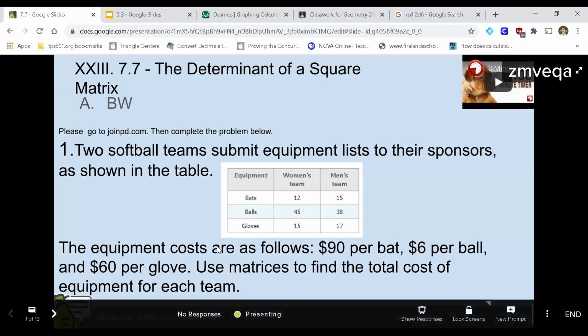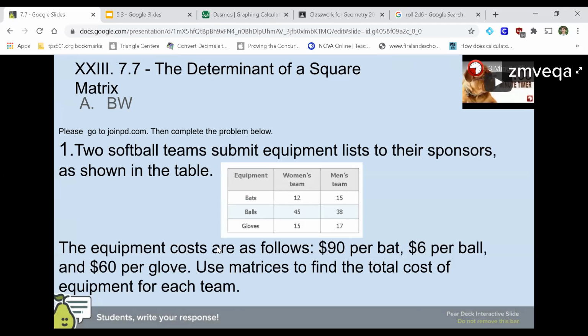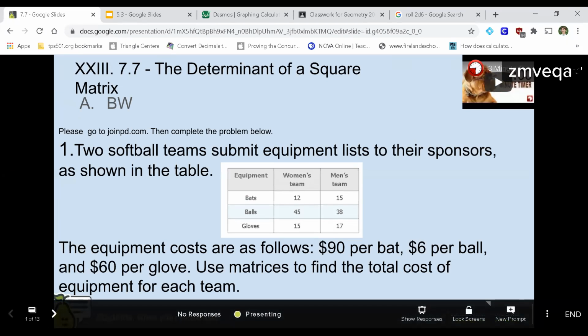All right. So we're gonna do the determinant of a square matrix. We're gonna start off with that problem I messed up last time, and this time we're not gonna mess it up, okay? So I'm gonna give you 3 minutes to not mess it up.